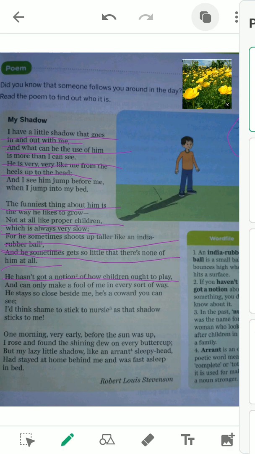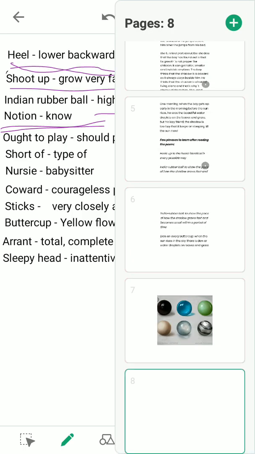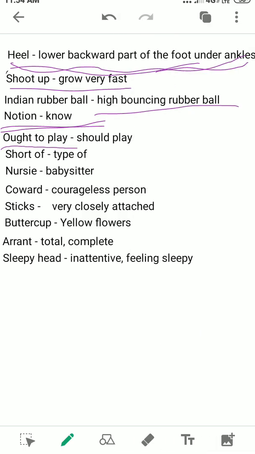Ought to means should play. Whenever ought to is used instead of should, it means that it is more polite than should. Ought to play is expressed in a more polite way than should.